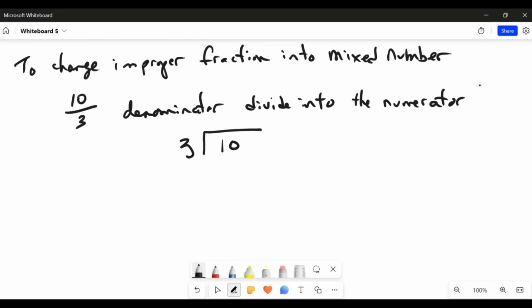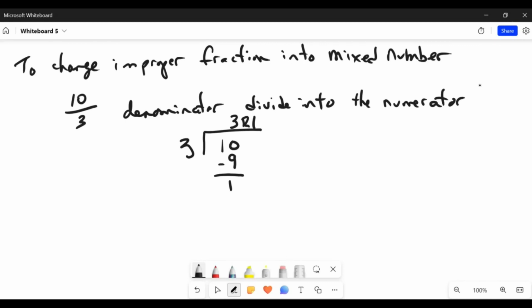So when I do the long division, 3 will go into 10 3 times. 3 times 3 is 9. We subtract and we're left with 1. So way back in elementary school, you learned that when you did long division, dividing 3 into 10, 3 would go into 10 3 times, and there would be a remainder of 1. Hopefully everybody remembers doing that a long time ago.